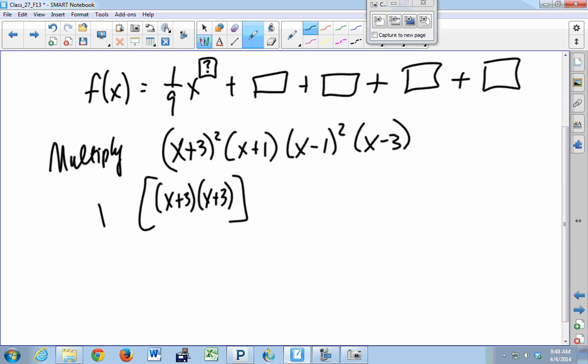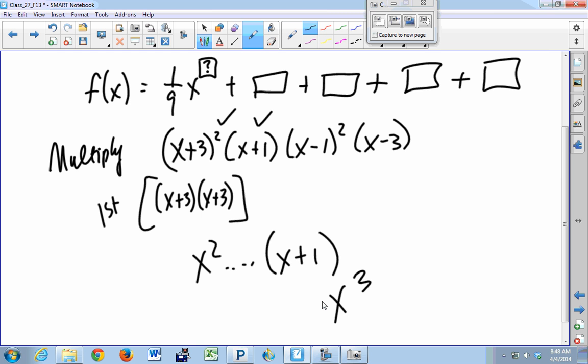You do that first. Then what would be the highest degree when you multiply this out? What would be the highest power? X squared, right? And I don't care about the rest of the junk, because I'm just looking for the highest power. So from this, I'd get an x squared plus a lot of junk, right? Then I would multiply it by x plus 1. That whole thing. But what would be the highest power when I multiply x squared times x? X cubed. So I've taken care of these first two multiplications. And it'd be x cubed plus and minus a bunch of stuff. And all that would be multiplied by x minus 1 quantity squared.